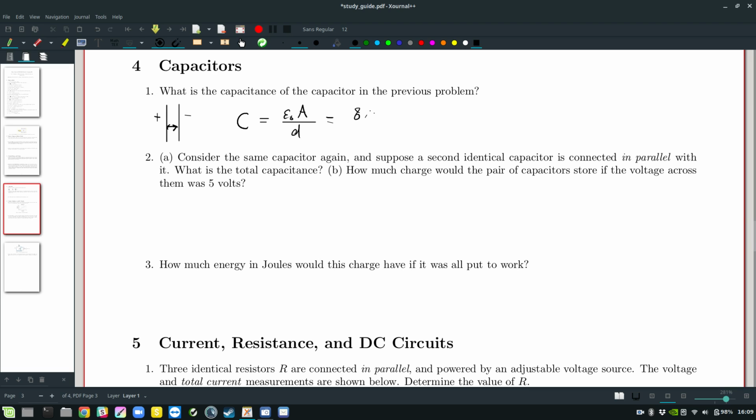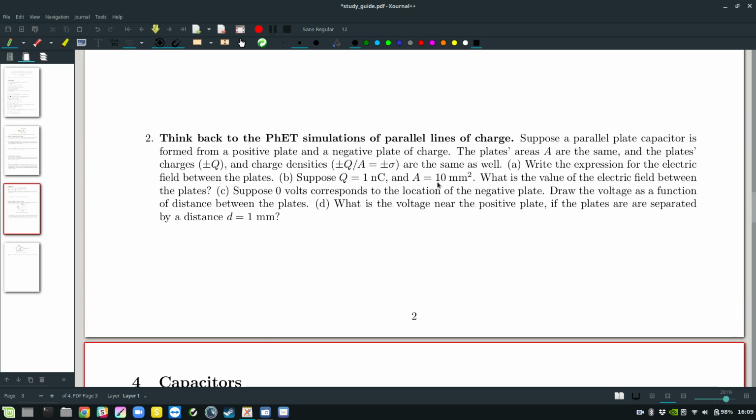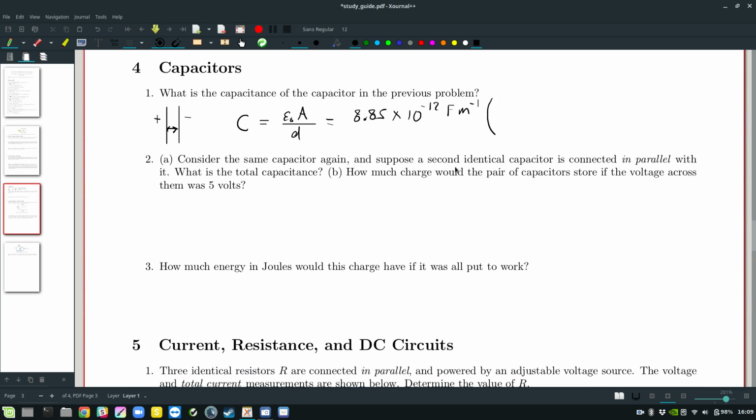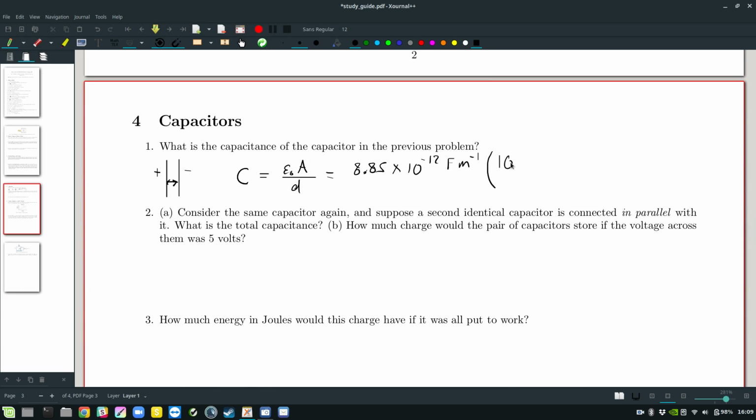That's going to be 8.85 times 10 to the negative 12 farads per meter, which is one of the unit combinations that we have for epsilon 0, the permittivity of free space. It has units of farads per meter. And it's useful here because we're going to multiply by area and then divide by distance. Now the area, we have to go back and find, it was 10 millimeters squared.